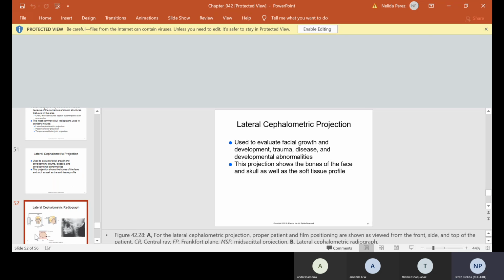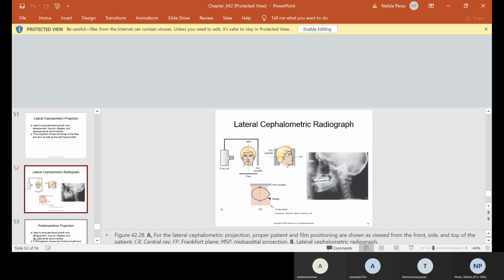And then we have a little image here. What image is this? 42.28. For the lateral cephalometric projection, proper patient and film positioning are shown as viewed from the front, side, and the top of the patient.